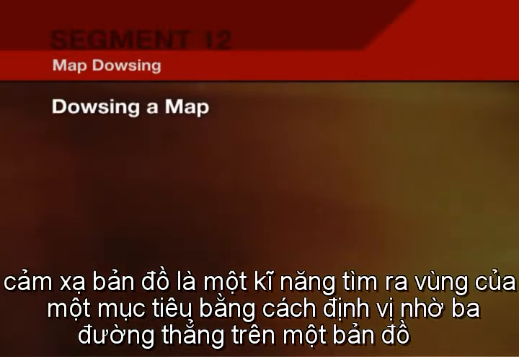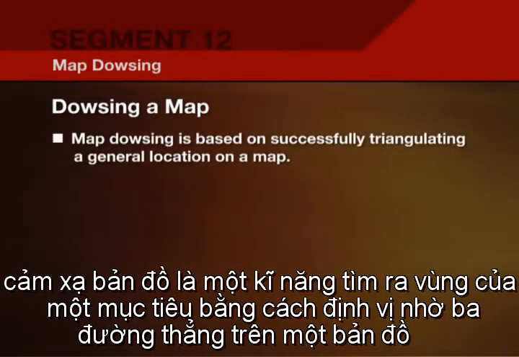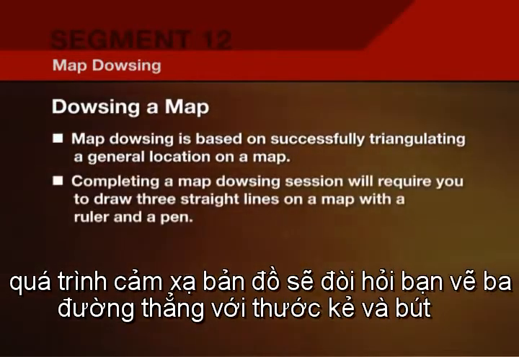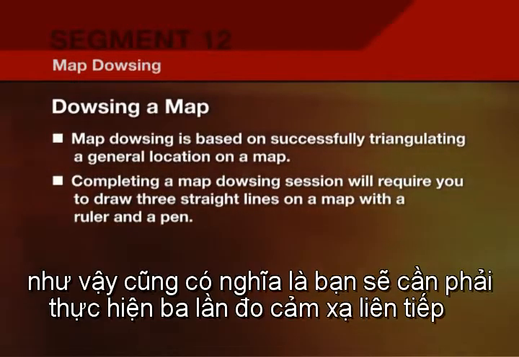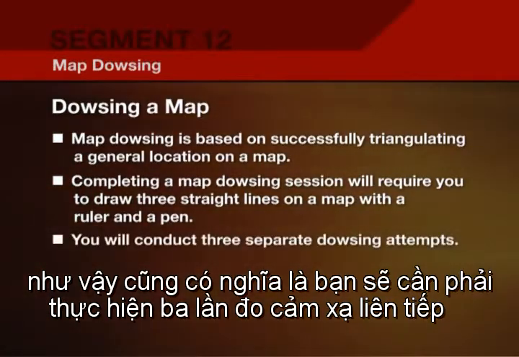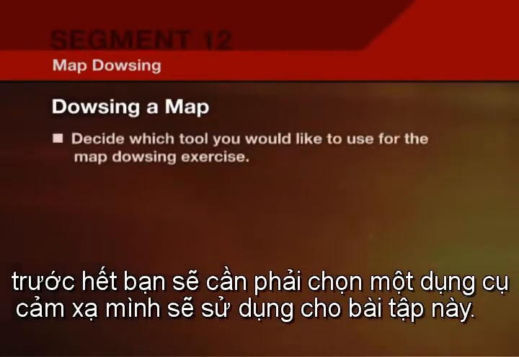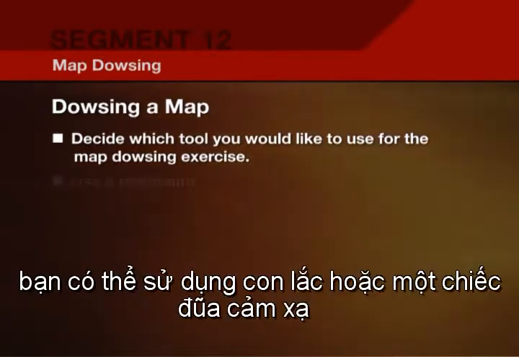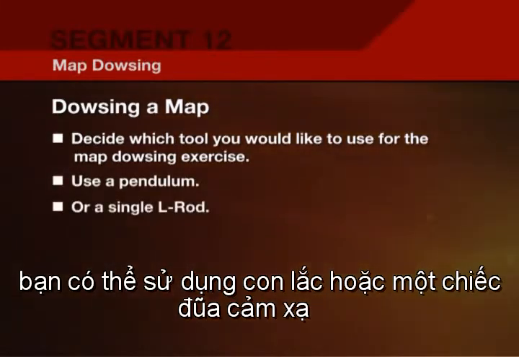Let's review. Map dowsing is based on successfully triangulating a general location on a map, which should accurately encompass the desired object's location. The complete process to finish one map dowsing session will require you to draw 3 straight lines on a map with a ruler and a pen. This, of course, means that you will need to conduct 3 separate dowsing attempts, one after the other. First, you'll need to decide which tool you would like to use for the map dowsing exercise. You may use a pendulum or a single L rod.